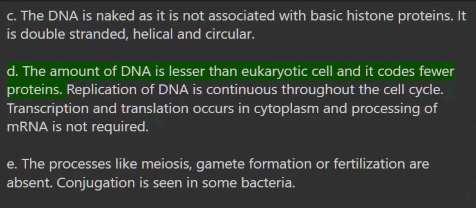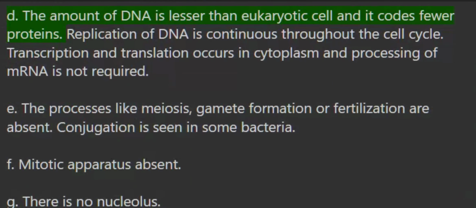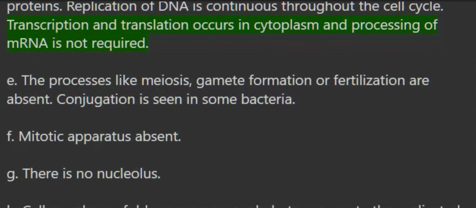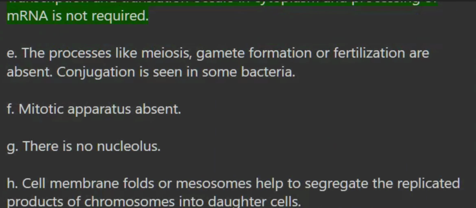D. The amount of DNA is lesser than in eukaryotic cell and it codes fewer proteins. Replication of DNA is continuous throughout the cell cycle. Transcription and translation occur in cytoplasm and processing of mRNA is not required.